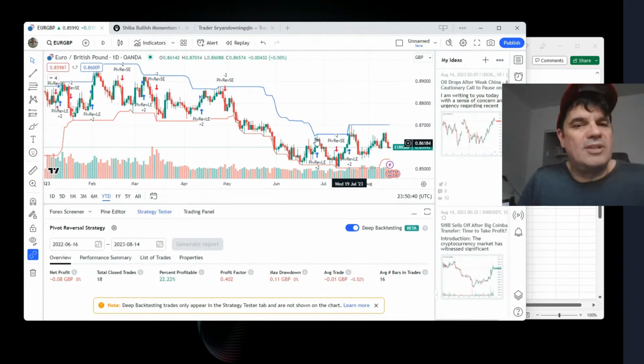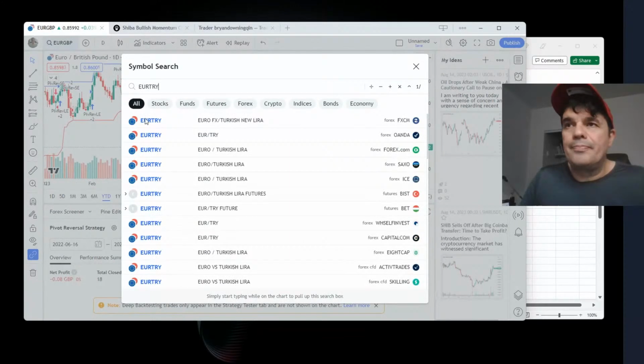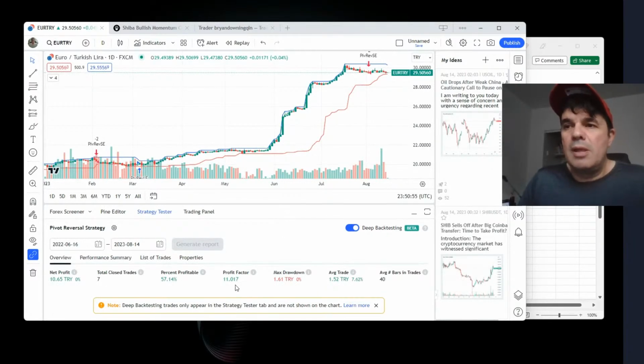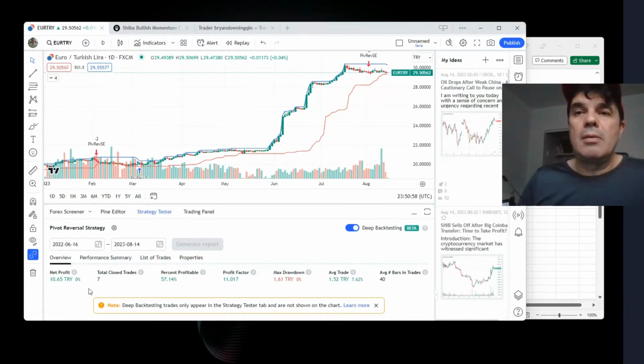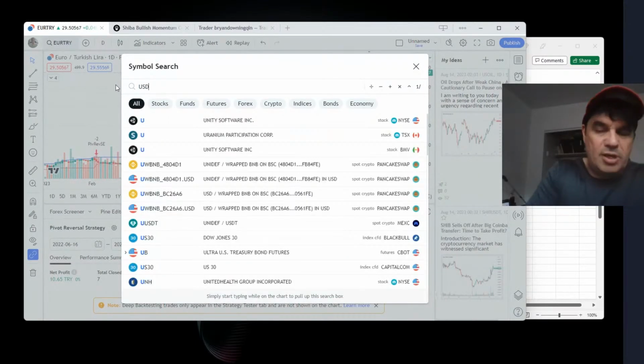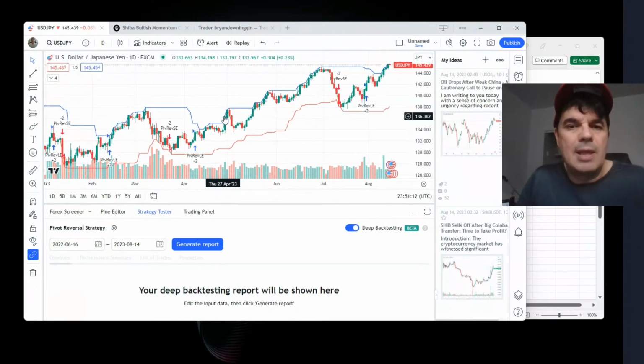And the best performing forex pair out there, as I said earlier, is the Euro Turkish Lira, right? This is your best performing. You can see here 22 to 29, and generate that report. Profit factor is good, not bad for net profit, but you can see the max drawdown there, so that's up to you. Another one from a major standpoint is USD Japanese yen. I think if the markets collapse, this is where you want to be, the US Japanese yen.